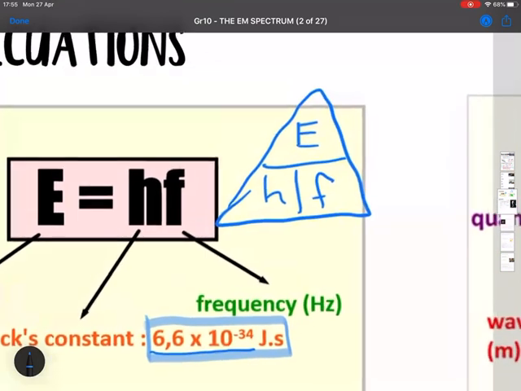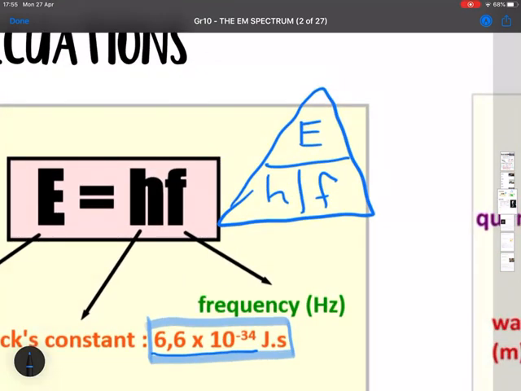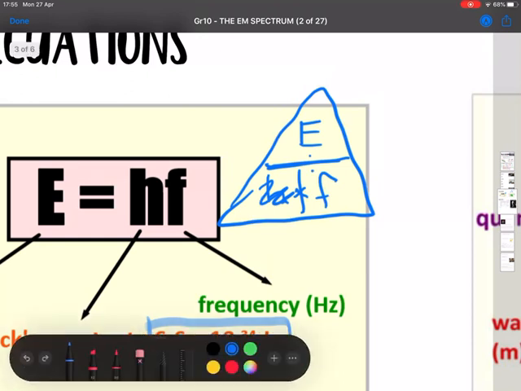If you make a magic triangle out of it, E is on the top, h on the bottom, f on the bottom. So E is equal to h times f. If you cover up h, h is equal to E, this line means divided by f, and so on.